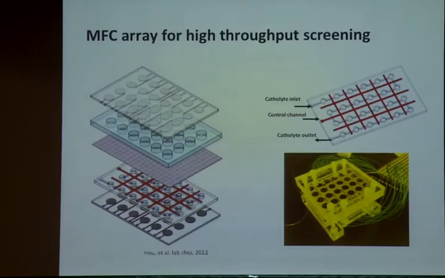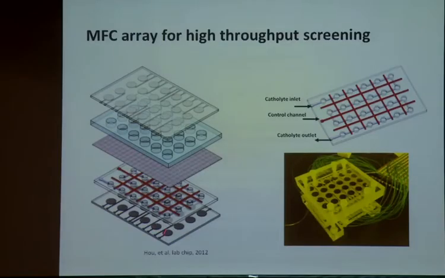So we used the microbial fuel cell array to screen all the COEs in MFCs. You probably have seen this platform in yesterday's poster. So this one consists of 5 layers. The first layer is the anode electrode layer, which has 24 anode electrodes. And this is the anode chamber layer. This is the proton exchange membrane layer, the cathode chamber layer, and the cathode electrode layer.